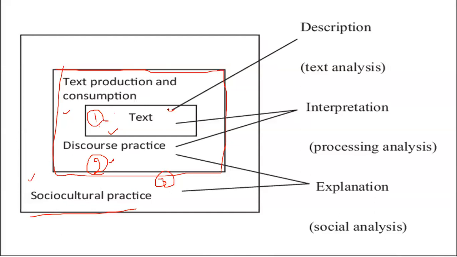Now, when we start analyzing a text, first of all, we go for the textual analysis. Okay?